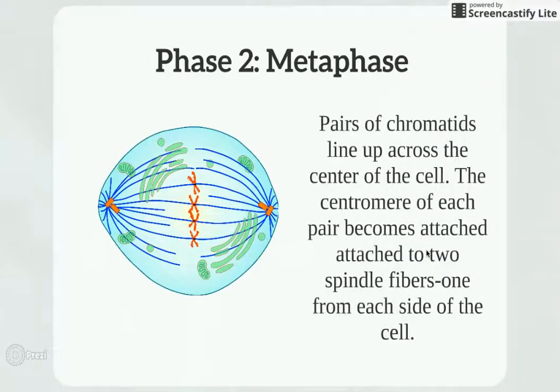The second phase of mitosis is metaphase. During this phase, the chromatid pairs line up across the center of the cell like so. The centromere of each pair becomes attached to 2 spindle fibers, one from each side of the cell, as you can see here. So here's the spindle fibers coming out of the centrioles, and they're attaching to the centromere. Okay. And these are the chromatid pairs that are lined up in the center of the cell.